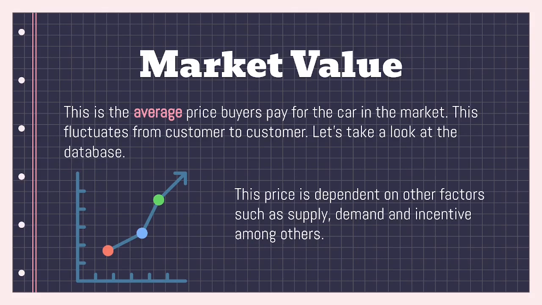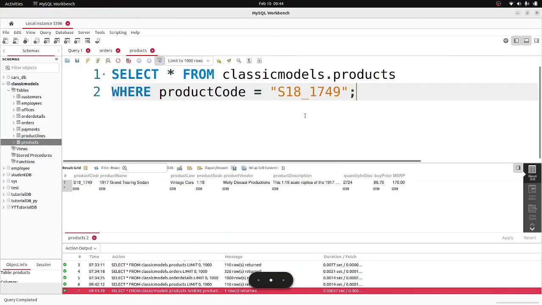We basically find the average of all the values that you have sold, the selling price of all those cars, so that the average of that value is what we call the market value. So let me just go back to the database and demonstrate this to you.